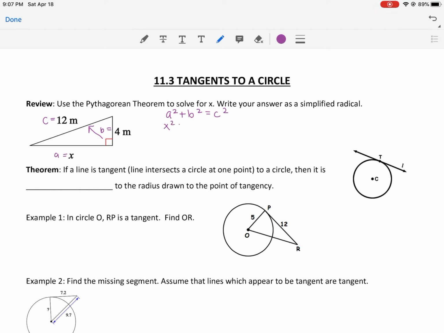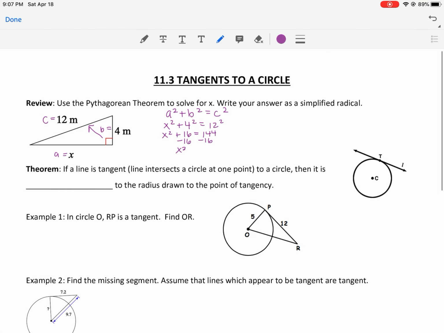And remember, c always has to be the hypotenuse, which is the opposite of the right angle. So in this case, we'd have x squared plus 4 squared equals 12 squared. So we'd have x squared plus 16 equals 144. Subtract 16 from both sides, and we get x squared equals 144 minus 16, which is 128. And then we take the square root of both sides.